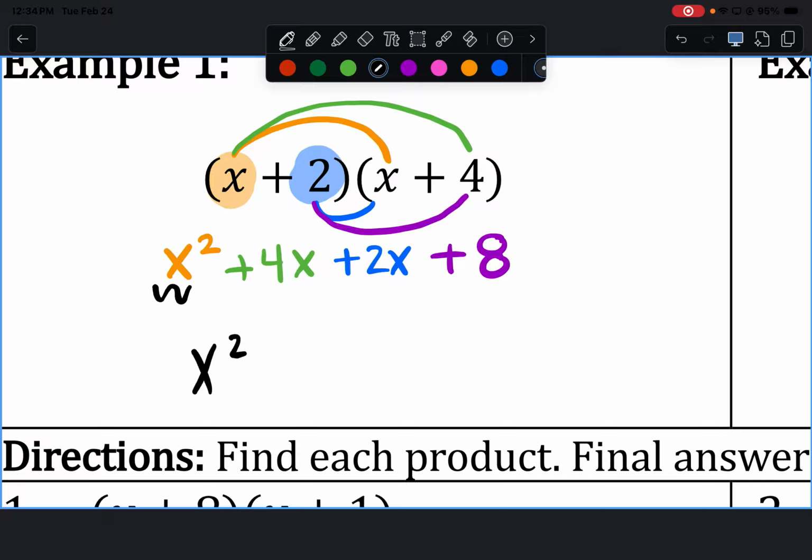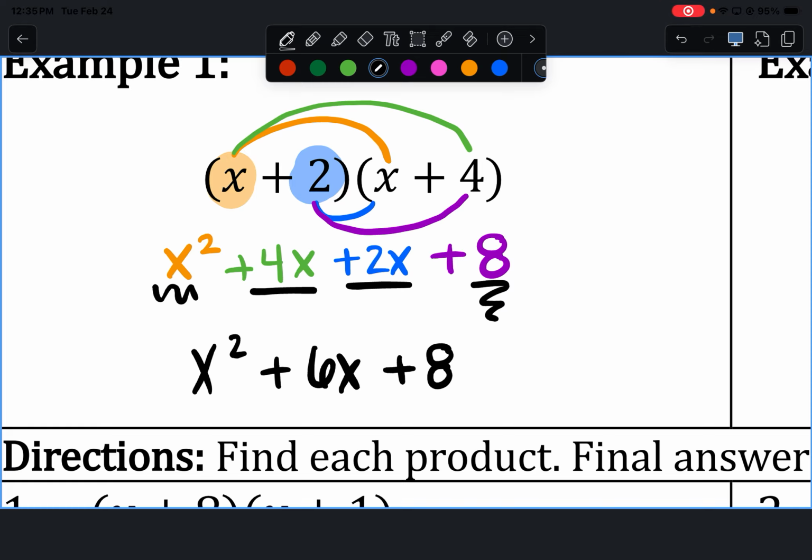Because does x squared have any like terms? No. Okay, but 4x and 2x do, to get 6x, and then 8 also has no friends. It's lonely. It's just alone. All right. Now, we are going to look at 2.